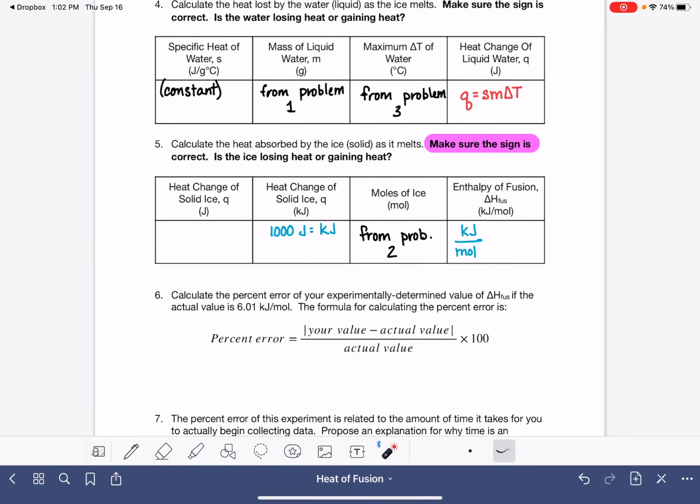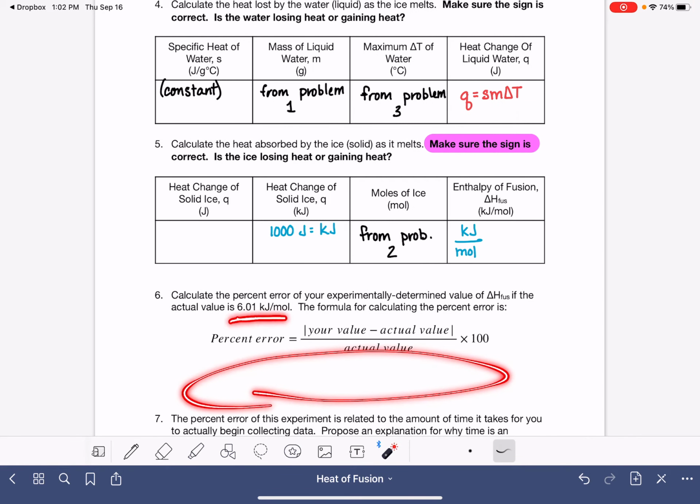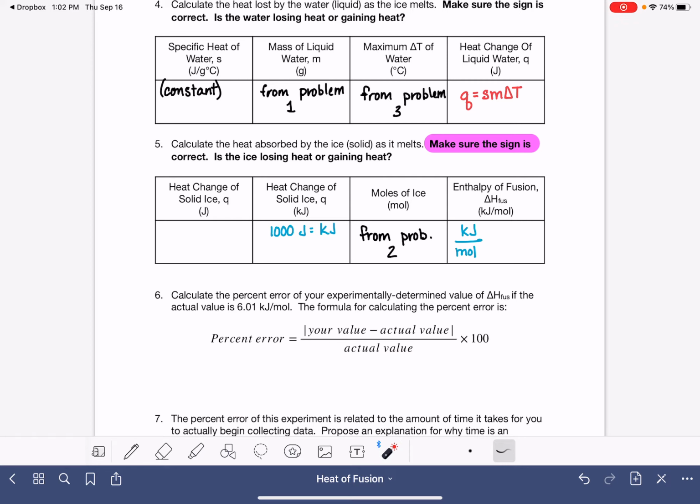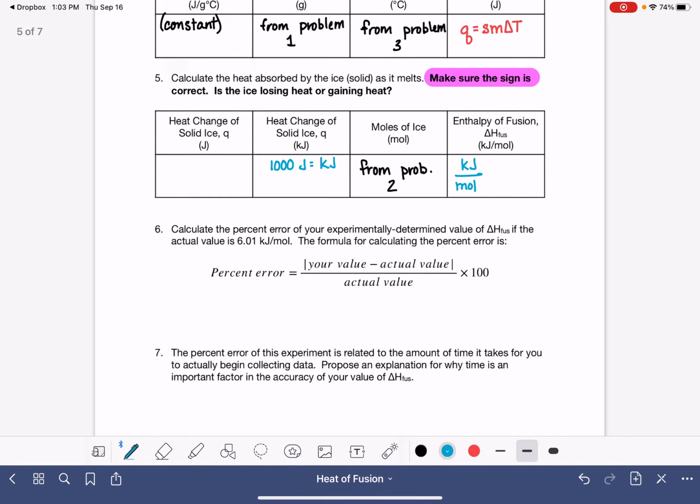Once you get that done, you'll calculate your percent error. The actual value is 6.01. So you're going to plug in your value and the actual value, divide by the actual value, multiply by 100. This gives pretty decent data. If you ended up with a negative number right here, but the number is around 6, like let's say you ended up with negative 5 kilojoules per mole instead of positive 6, that almost certainly means that you just screwed a negative sign up somewhere. You can easily go back and fix that.